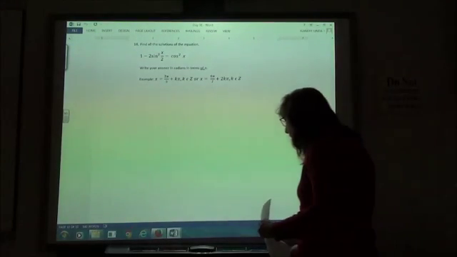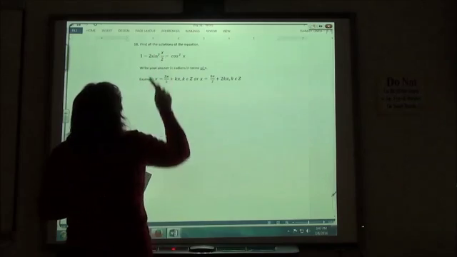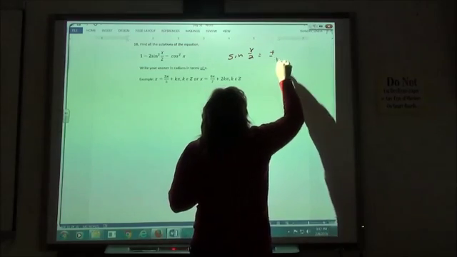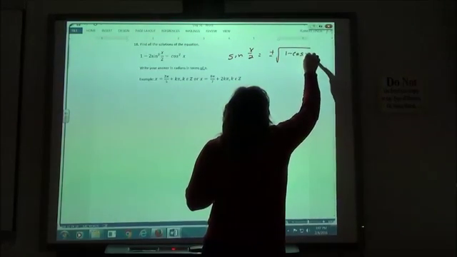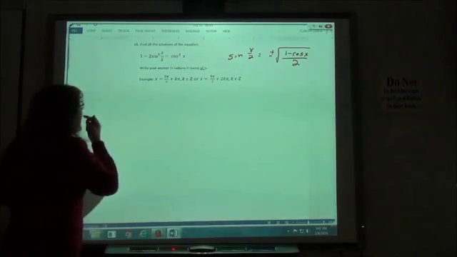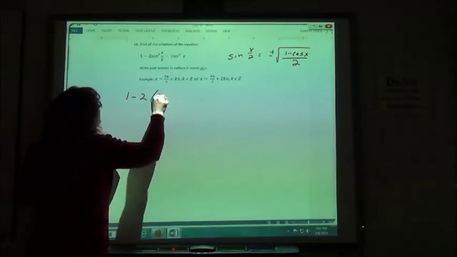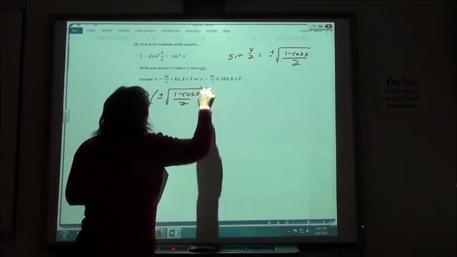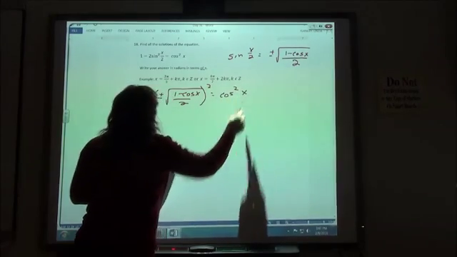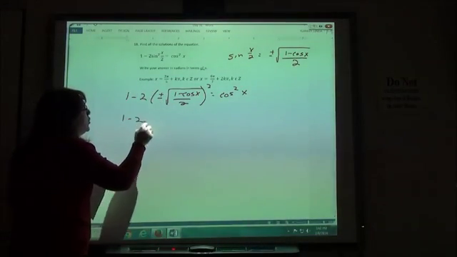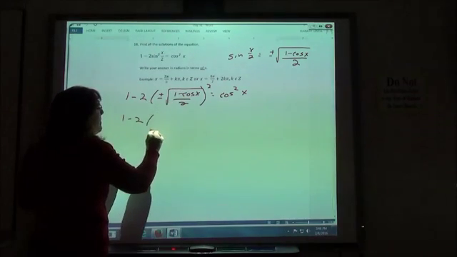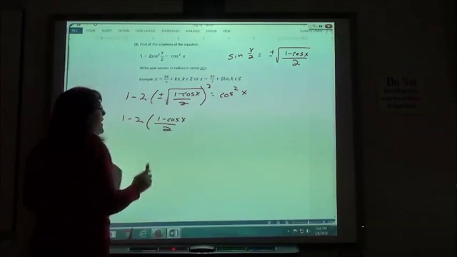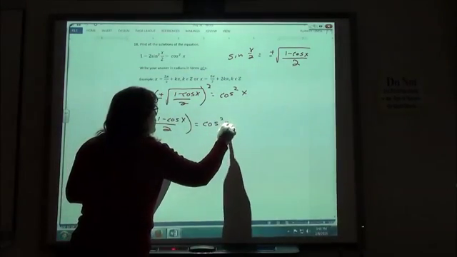Okay, so number 18, again we're using the half angle formula for sine of x over 2. Sine of x over 2 is plus or minus the square root of 1 minus the cosine of x over 2. So 1 minus 2 times plus or minus the square root of 1 minus the cosine of x over 2, squared, equals cosine squared of x. So in this case, 1 minus 2, squaring the square root would make that positive, so I just get 1 minus the cosine of x over 2, because the square root would cancel out, equals cosine squared of x.